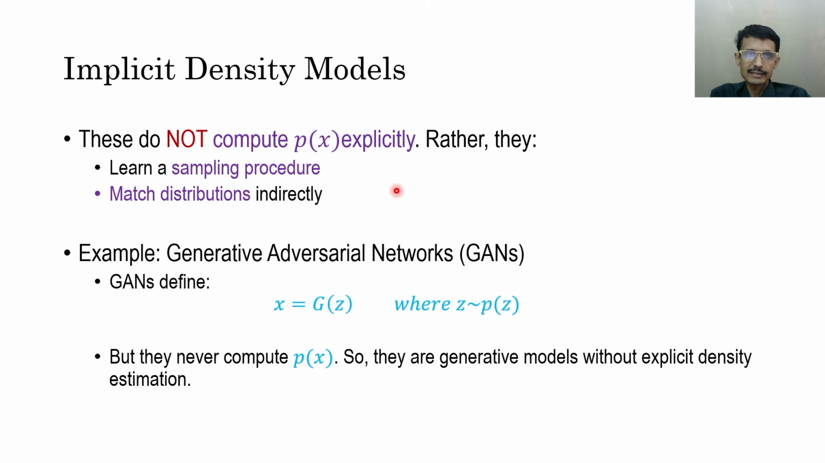Now, these implicit density models do not compute P(x) explicitly; rather, they run a sampling procedure or match distributions. For example, GAN defines x equal to G of z, where z is noise. But they never compute P(x). So they are generative models.